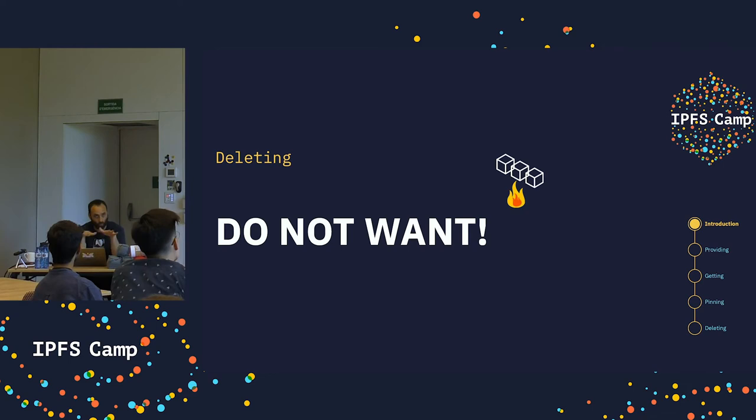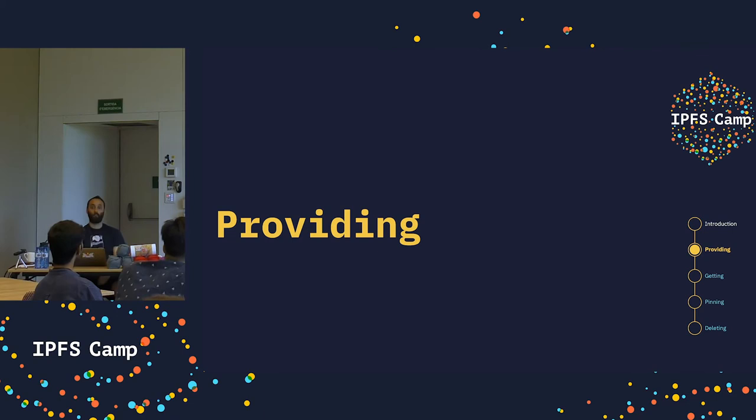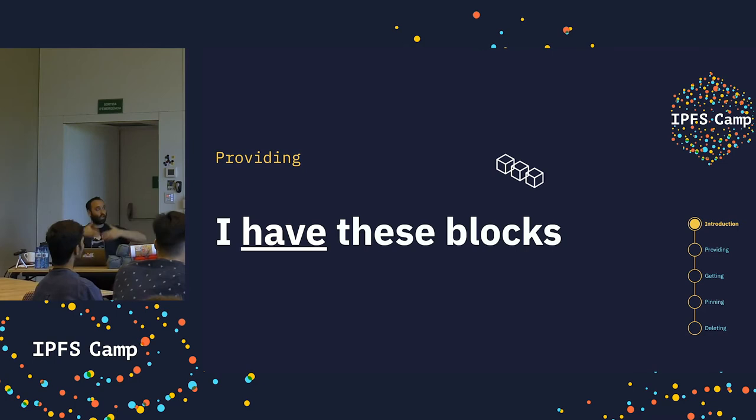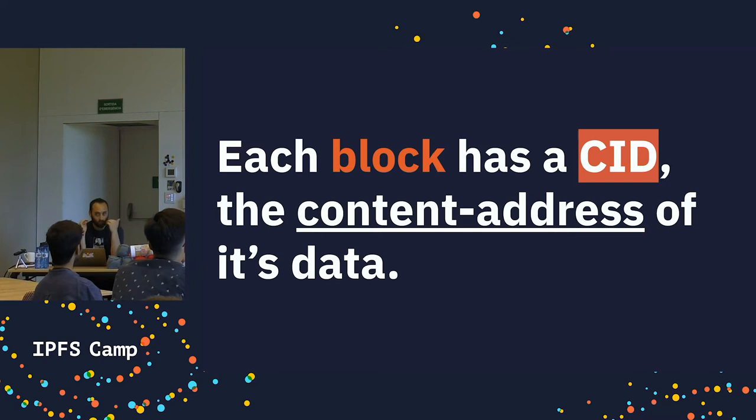So, providing, or how you tell IPFS, I have these blocks. How do you inform the network of what you have? First up, this should all be understood now, but to make sure that we're on the same page, we need to agree on how we name things. In IPFS, each block has a CID, which is the content address of the data. The name of the block is derived from the bytes it contains. Every unique block has a unique CID.